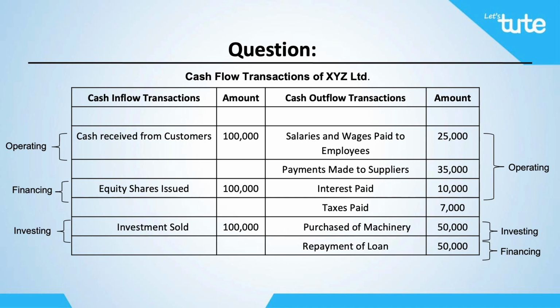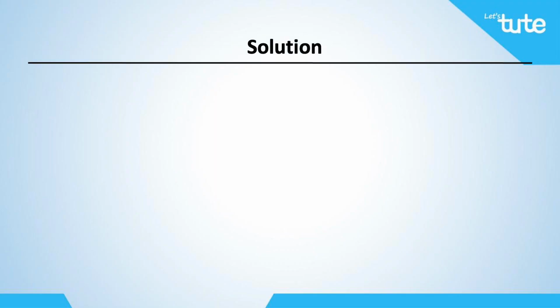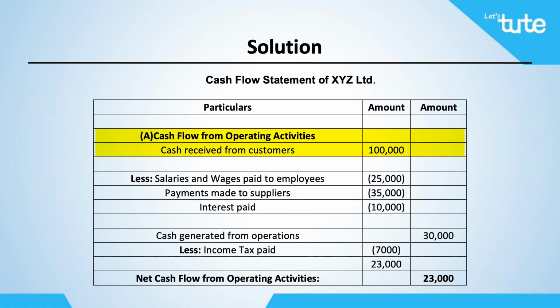of XYZ Limited. First, we need to sum up all the cash inflow transactions under the heading of cash flow from operating activities. Here, the only cash inflow transaction would be cash received from customers worth 100,000. And to proceed forward, we need to deduct all the cash outflow transactions, which will also come under the operating activities heading. Here, the cash outflow transactions will be salaries and wages paid to employees worth 25,000, payments made to suppliers of 35,000, and an interest expense worth 10,000.